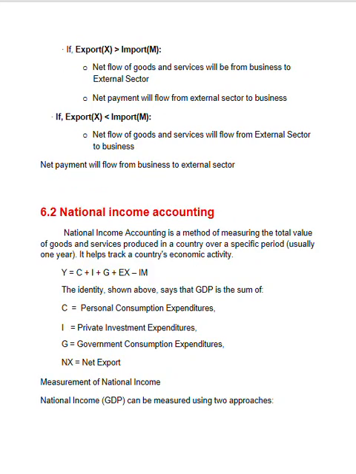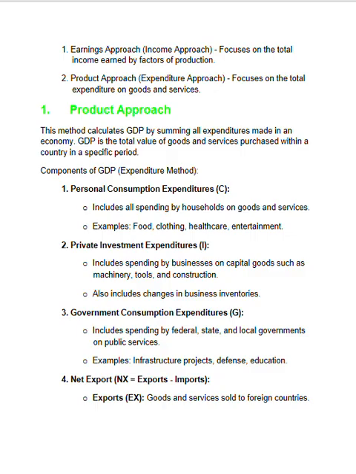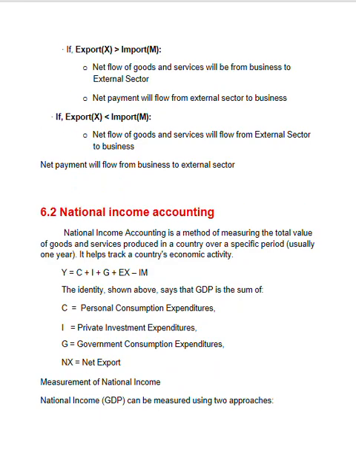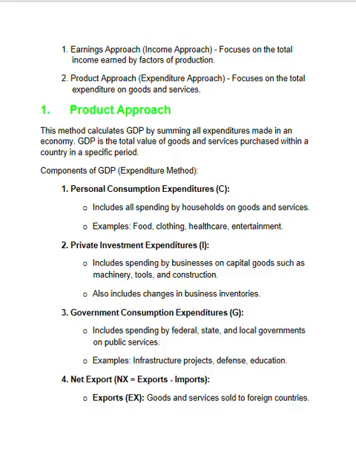National income can be measured using two approaches. One is the earning approach and the second is the product approach. The earning approach focuses on the total income earned by factors of production, and the product approach focuses on the total expenditure on goods and services. Now, we should discuss the product approach. This method calculates GDP by summing all expenditure made in an economy. GDP is the total value of goods and services purchased within a country in a specific period. The equation we saw here, Y = C + I + G + EX - IM, comes from the product approach.